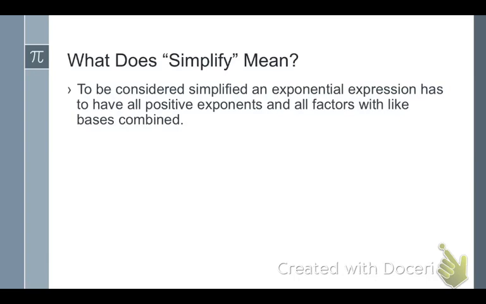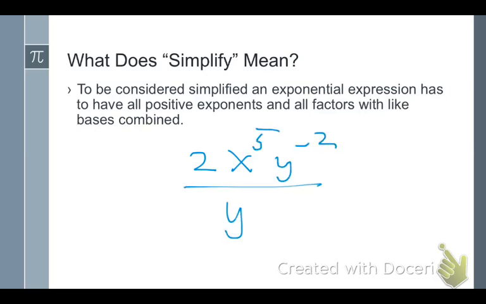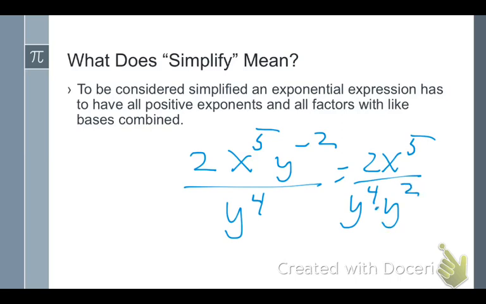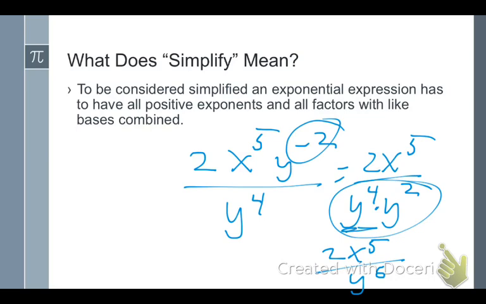So for example, if I had 2x to the 5th y to the negative 2 over y to the 4th, my first step might be 2x to the 5th, and I'm going to move that y to the negative 2 to the bottom and make it a positive 2, and they'll be multiplied. I'm not done yet because I have to combine these. I get 2x to the 5th over y to the 6th. So that's what simplify means. Okay? So you can't leave the negative exponent, and you can't leave two bases multiplied together. You couldn't leave y to the 4th squared. You would have to simplify that.